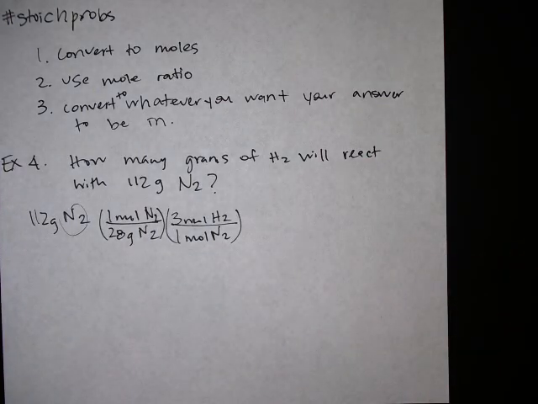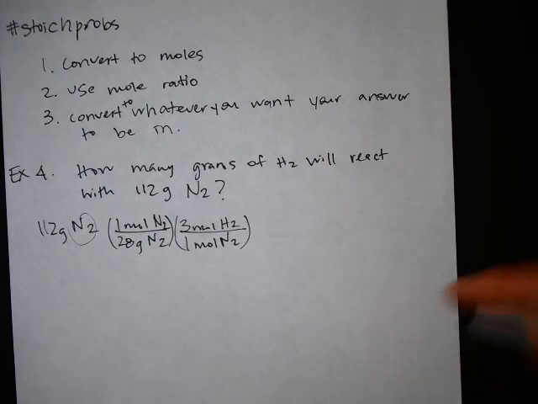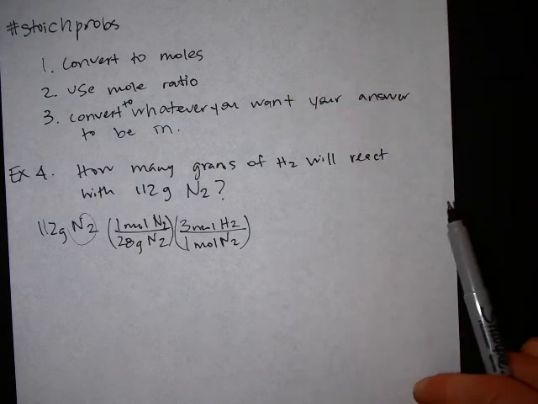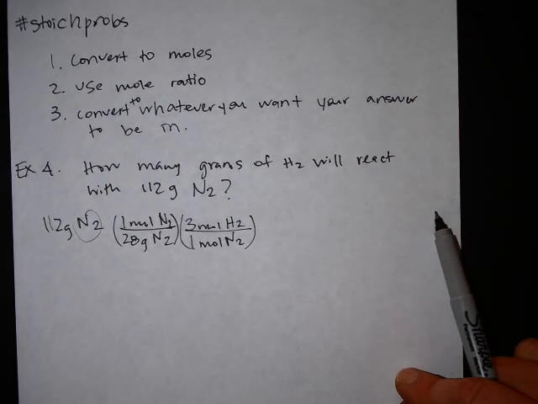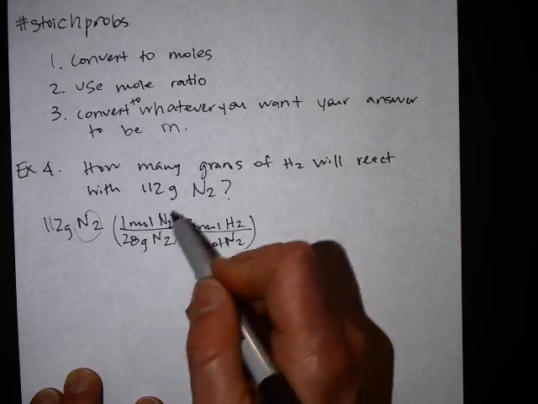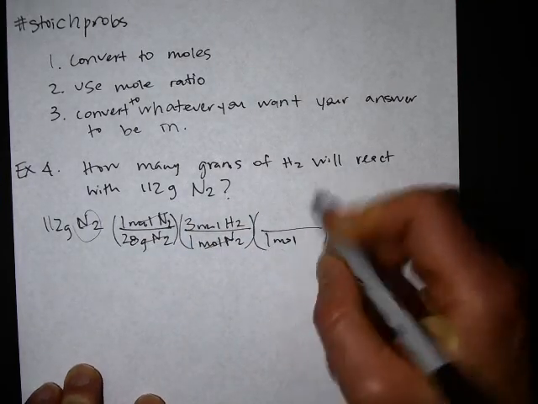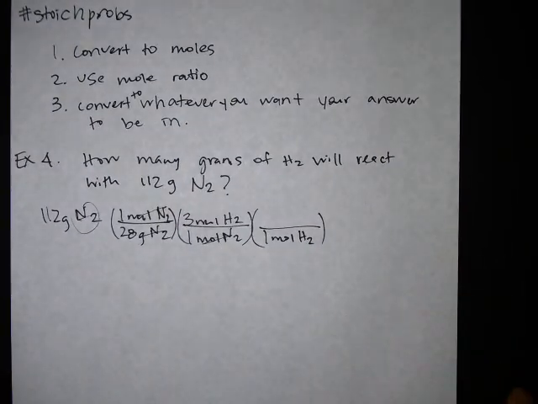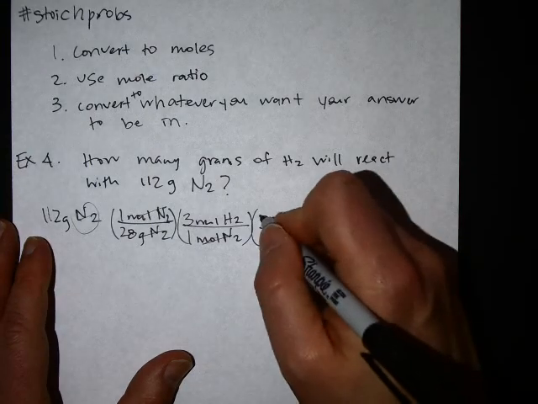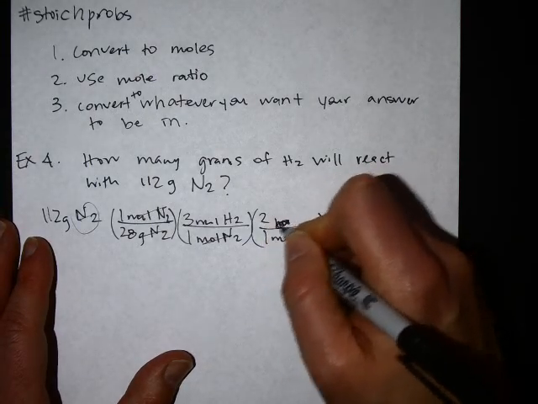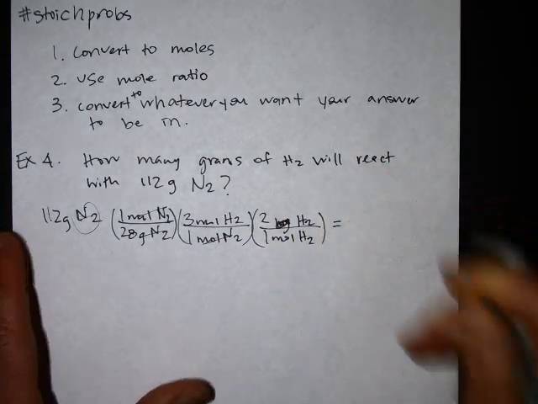If you wanted your answer in moles, you'd be done right now, and you wouldn't do this third step. But you want your answer in grams, so you have to convert back to grams. Now you're in grams of hydrogen because you canceled out moles of nitrogen. So 1 mole of hydrogen, what's the molar mass of H2? Don't overthink it. 2, it's right, because it's 1 plus 1. So 2 grams of hydrogen.